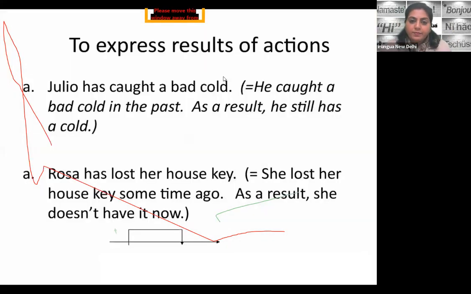All right. To express results of actions. Now, when we talk about an input and an output, a result of an action. Julio has caught a bad cold. Now, what is the result of this action? He caught a bad cold in the past. As a result, he still has a cold. The cold is not gone. He still has a cold.